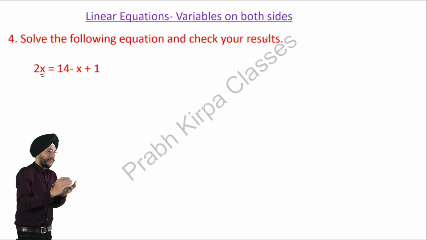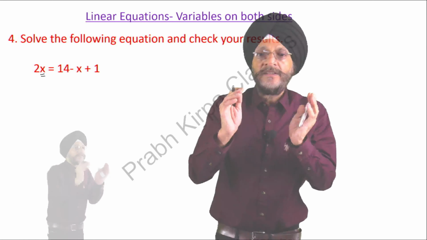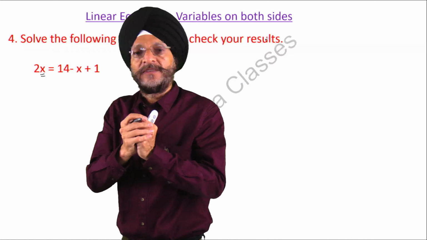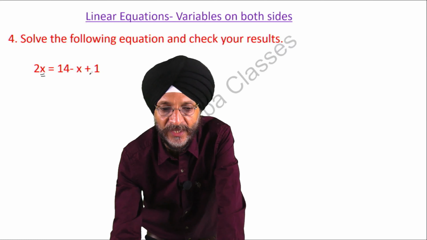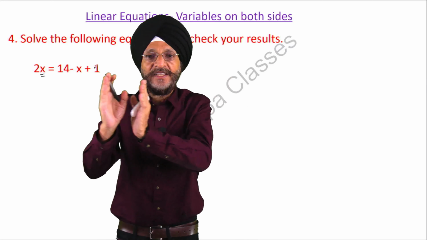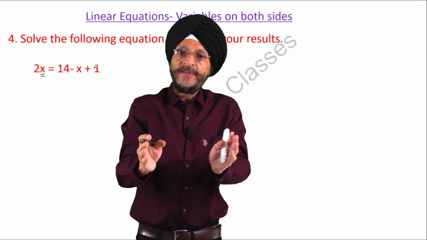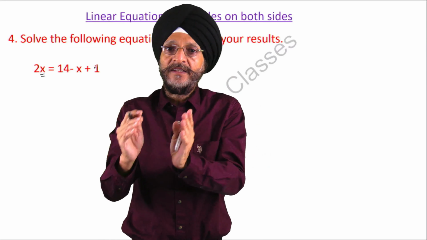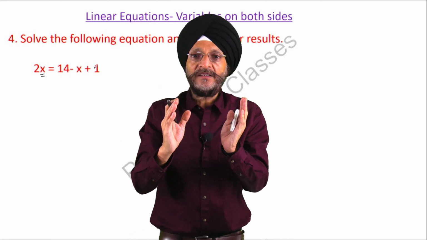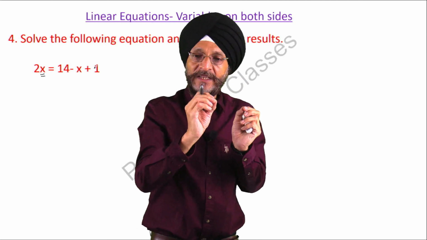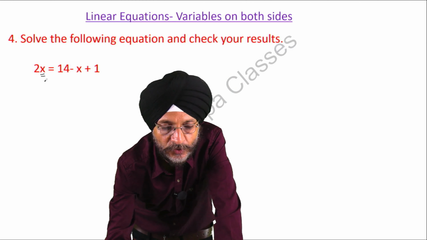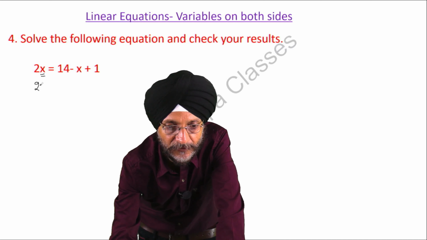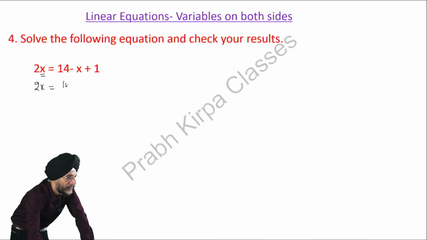It means that after finding out the value of x, we will fill the value of x in this equation, and we will see whether left hand side is equal to right hand side. If left hand side is equal to right hand side, then it means that the result which we had calculated about x is okay. Let us see how we do the same. So the question before us is this: 2x is equal to 14 minus x plus 1.